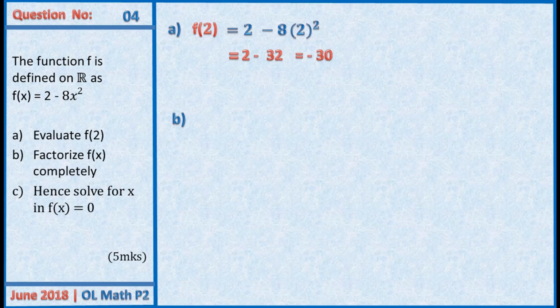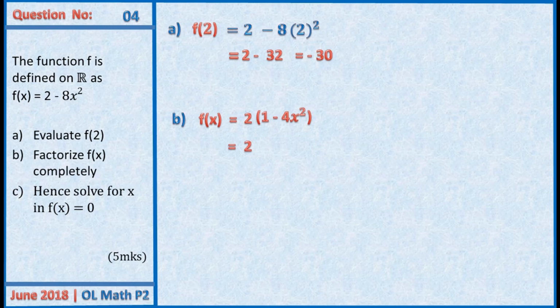B. Factorize f of x completely. Factorize completely means we should make f of x a product of linear factors. A linear factor means the highest power of x is 1. So the first thing we'll do here is to factorize so that 2 is common all through. When we factor out this 2, we will be left with 1 minus 4x squared, and that 1 minus 4x squared is a difference of 2 squares.